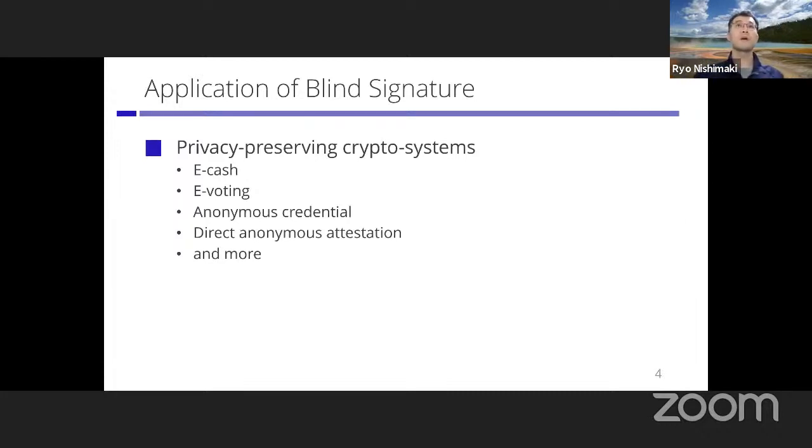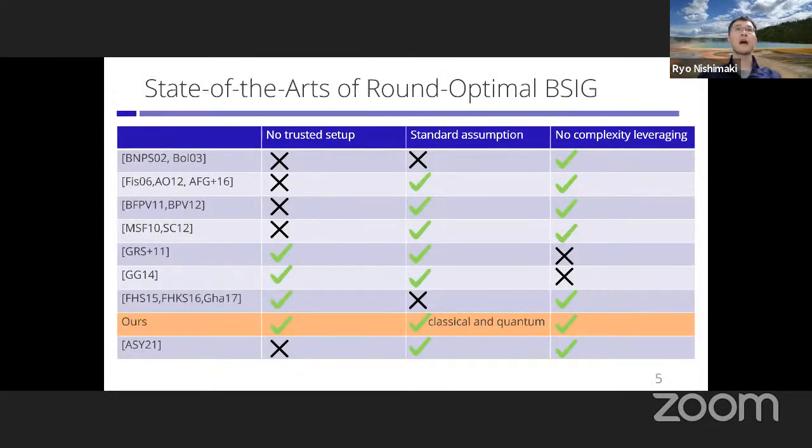And there are many applications of blind signature. In particular, blind signature is a crucial building block of privacy-preserving crypto systems, such as eCash, e-voting, anonymous credentials, direct anonymous attestation, and more. This is the state of the art of round optimal blind signature.